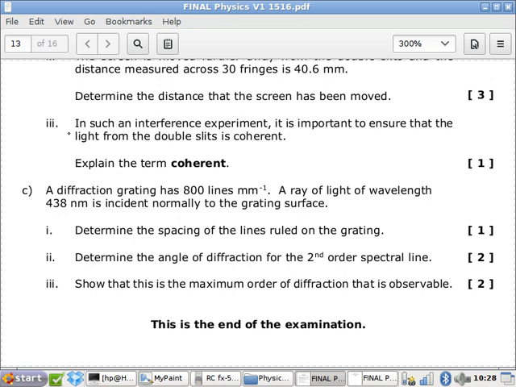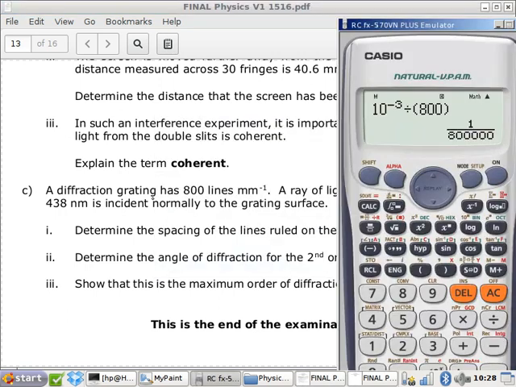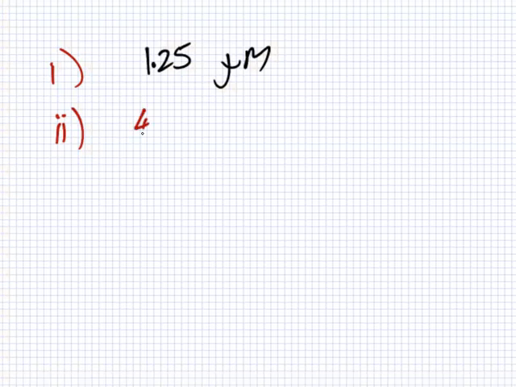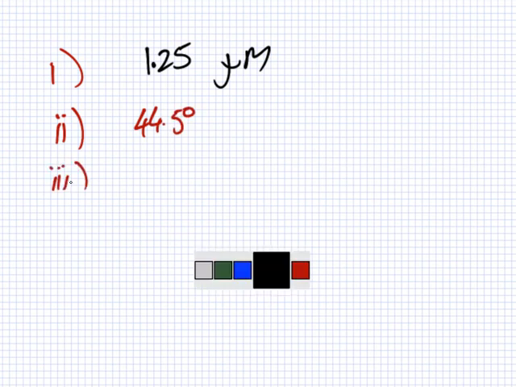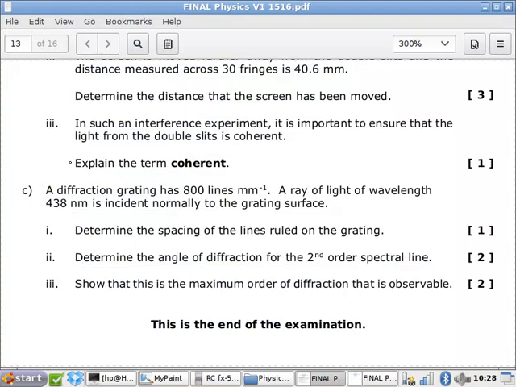What's the answer for number 2, please? 44.5? Okay, and finally, number 3. What is the maximum order? So, that's the same thing as we did earlier. The formula is straightforward.